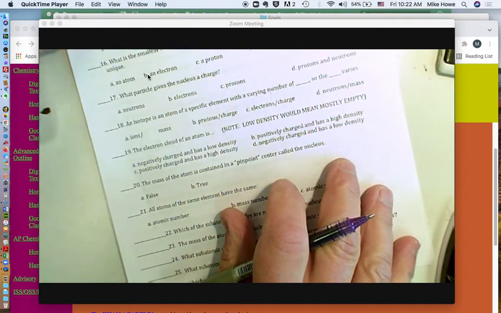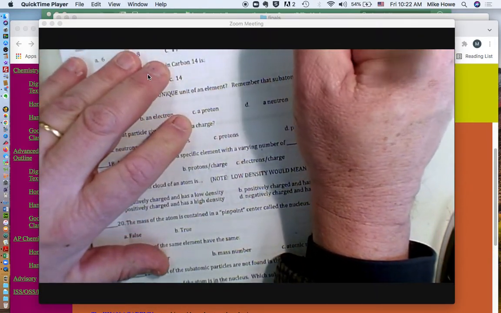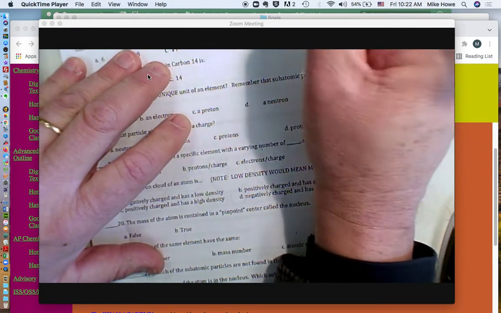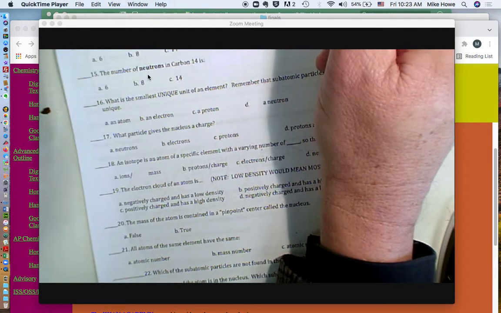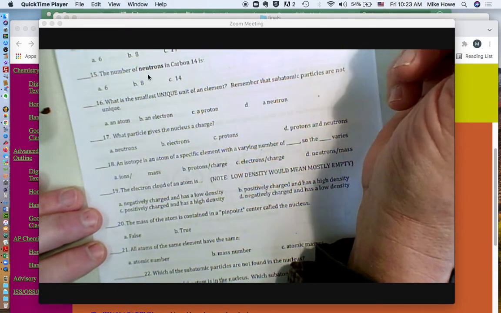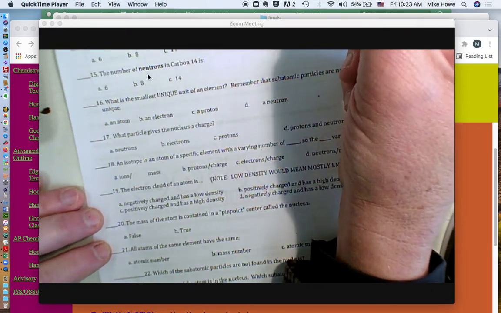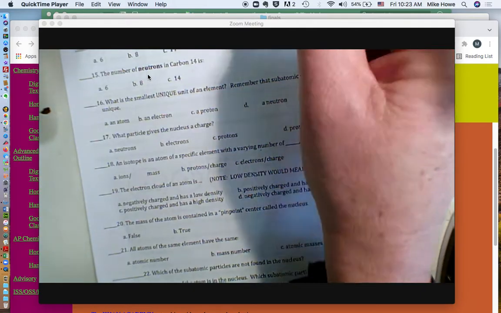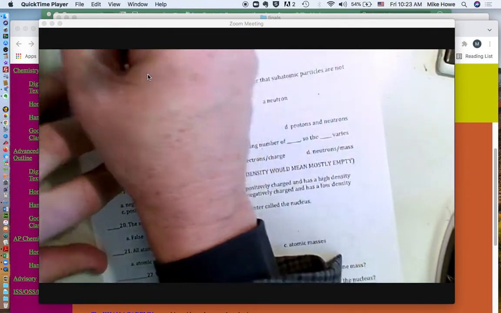Okay, nucleons. Nucleons are the protons and neutrons. If you remember back to our understanding of the atom, in the middle there's a nucleus, and in that nucleus there are protons and neutrons. The protons and neutrons make up all the mass, and since they're in the nucleus, they're called nucleons. All right, so protons and neutrons in carbon-14. This number is the mass, so that would be C.